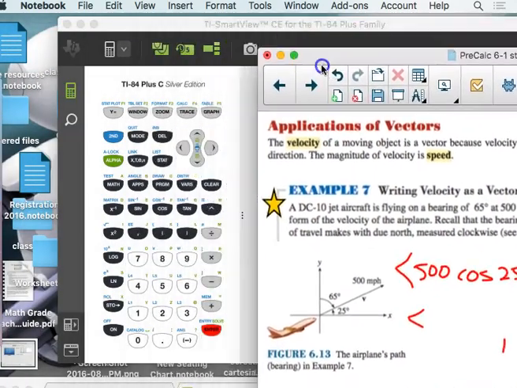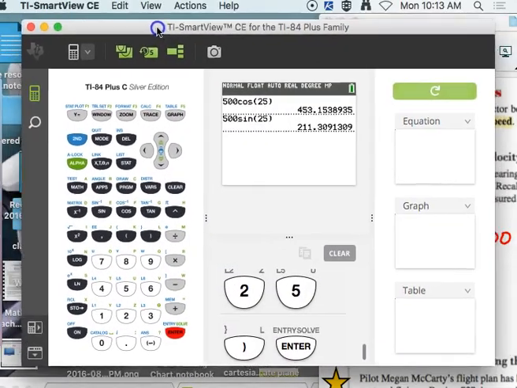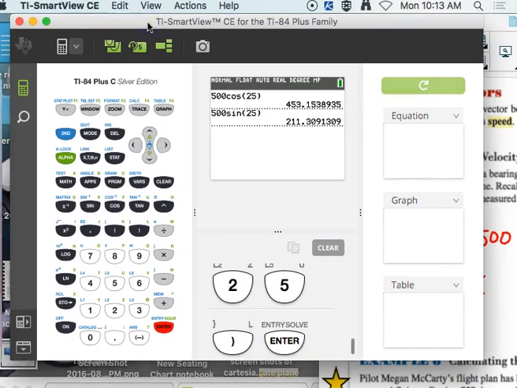So you have to make sure you're in degrees. And I already punched them in, so go ahead and punch it in so you make sure everything's still in degrees and everything's working right. But we just needed 500 cosine of 25 and 500 sine of 25 because they just said, hey, here's what we want. We want the component form of this vector. And that's how we get it. Magnitude times the cosine of the angle, magnitude times the sine of the angle.